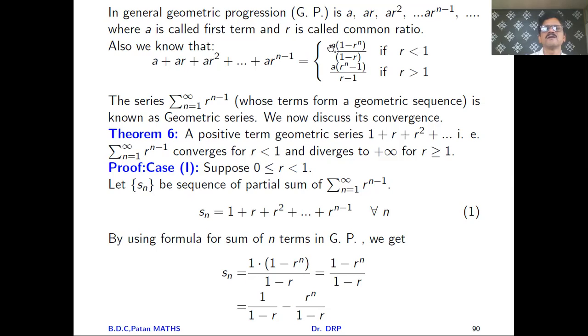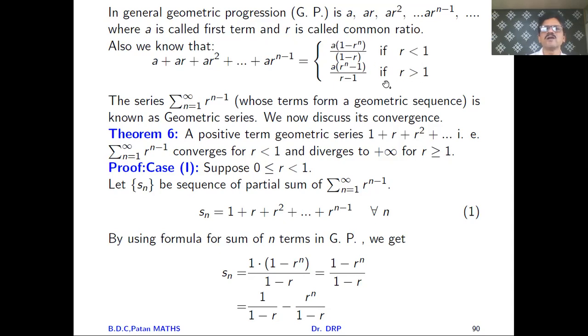We can write it as the first term, that is a, into 1 minus common ratio raised to n, divided by 1 minus common ratio. That is, a times 1 minus r raised to n divided by 1 minus r. But what is the condition on r? You will get the sum of this series like this, but r must be less than 1. If r is less than 1, we can write the sum of this series like this.